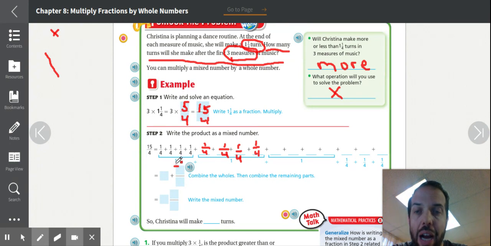We can see I've done 1 whole and now I've done 2 wholes. So think of it as 8/4, right? 8 divided by 4 is 1, 2 wholes. Okay, let's keep going. 9/4, 10/4. You guys are just copying this down in your books as I do it.